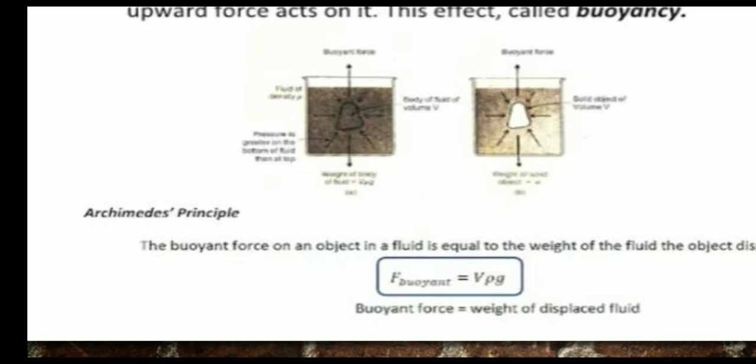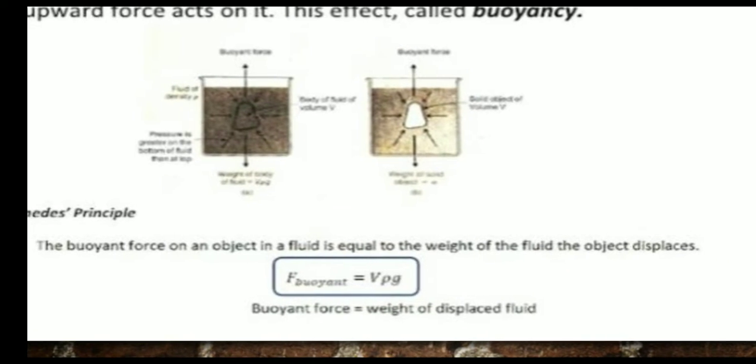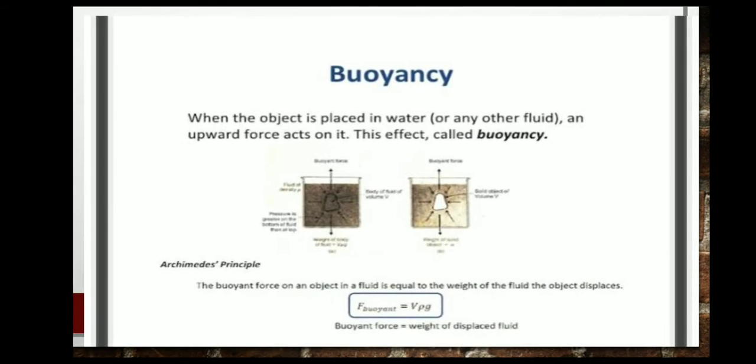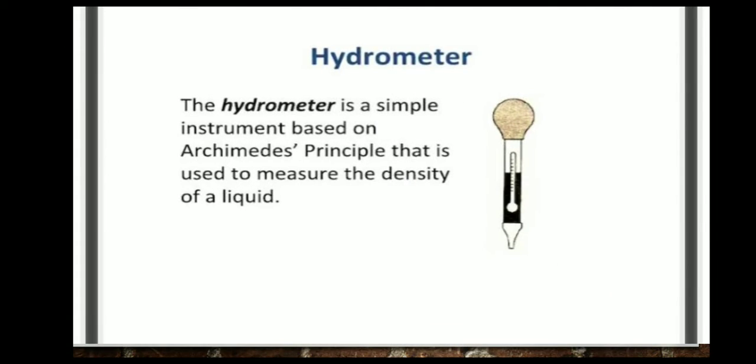Archimedes' principle. The buoyant force on an object in a fluid is equal to the weight of the fluid the object displaces. The buoyant force is equal to the volume times rho g. Hydrometer. The hydrometer is a simple instrument based on Archimedes' principle that is used to measure the density of a liquid.